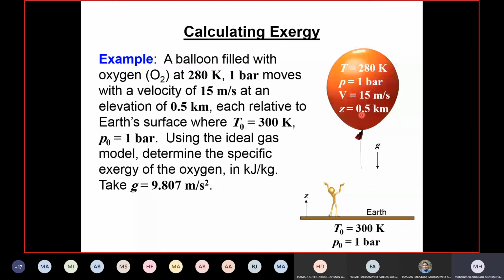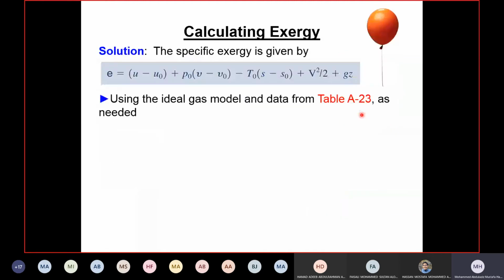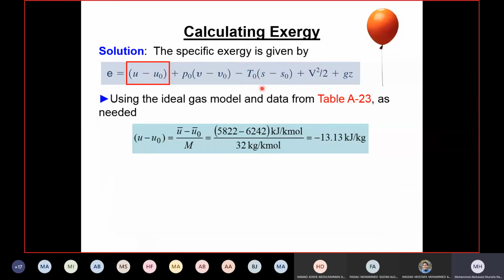Okay, so now we go to this term here. How do we calculate this term? U minus U naught. We'll go to the tables of ideal gas and we calculate U. Of course, U will be defined at the temperature, which is 280, and U naught will be defined at the temperature T naught. So we'll get this from the table, nothing more than that. We will find the table in kilojoule per kilomole, and then we need this per kilogram. So we divide by the molecular weight of oxygen, and we get this here.